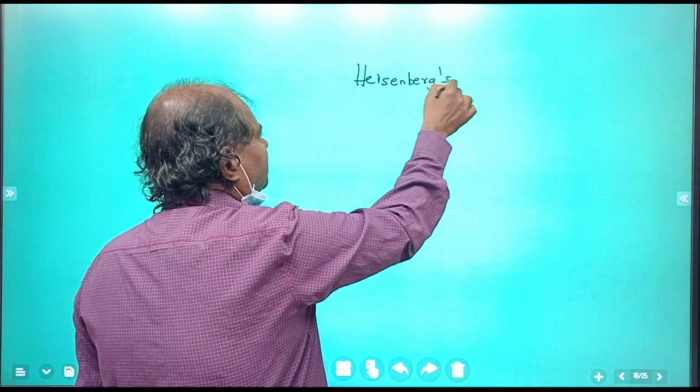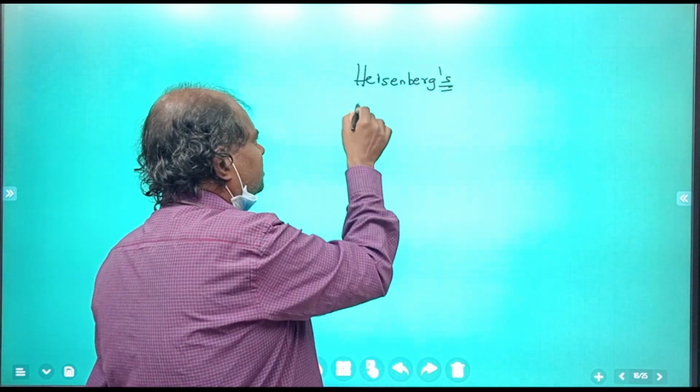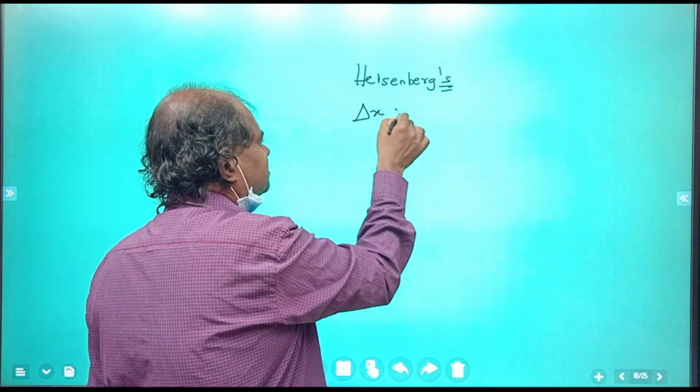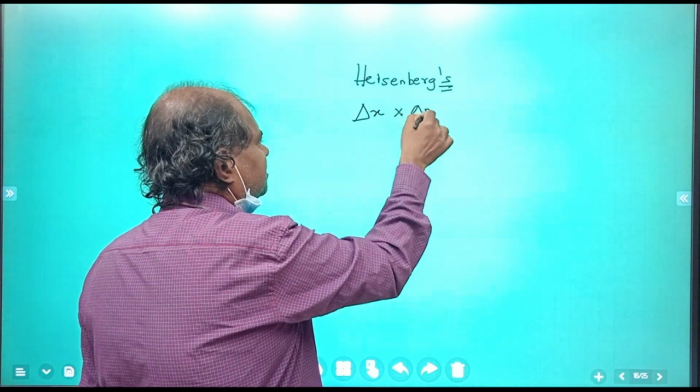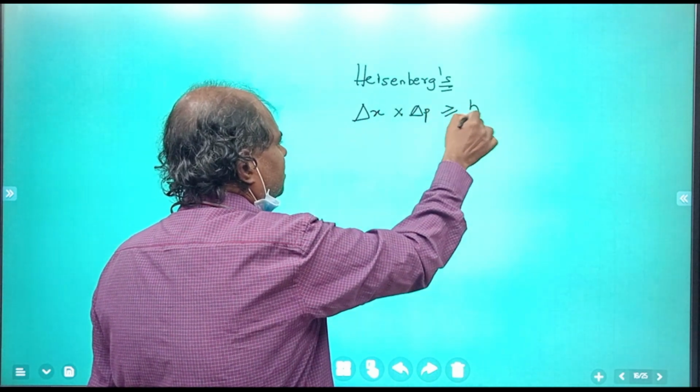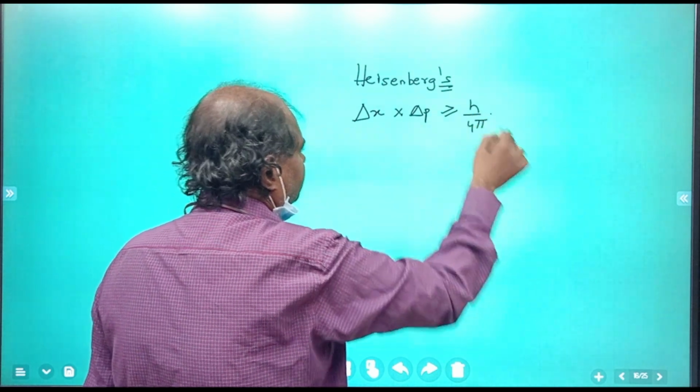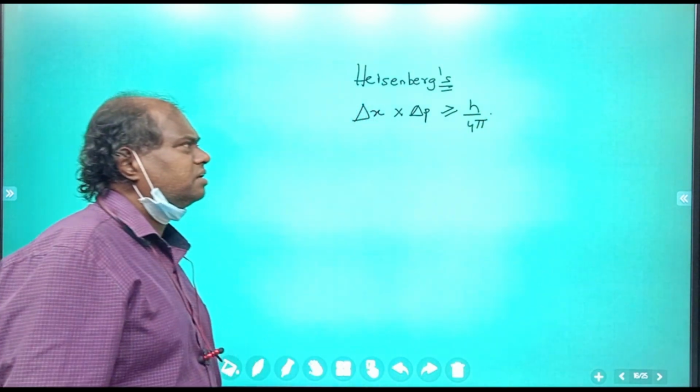The theory students you have done, so I'm not doing the theory. What is Heisenberg's principle? Tell me. Delta x into delta p, greater than or equal to h by 4 pi. This is a formula.